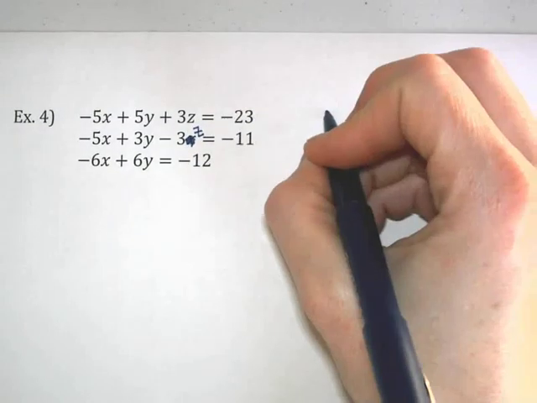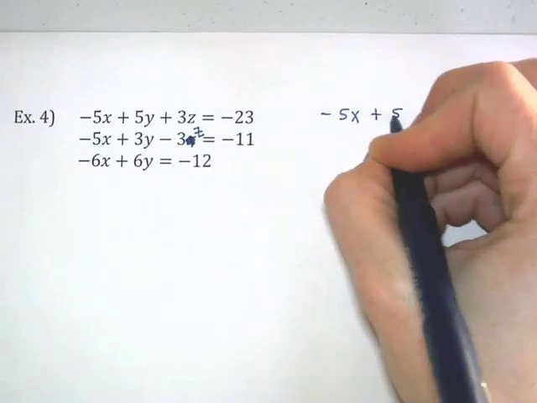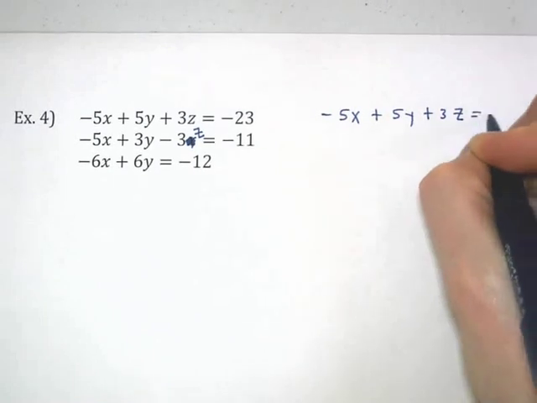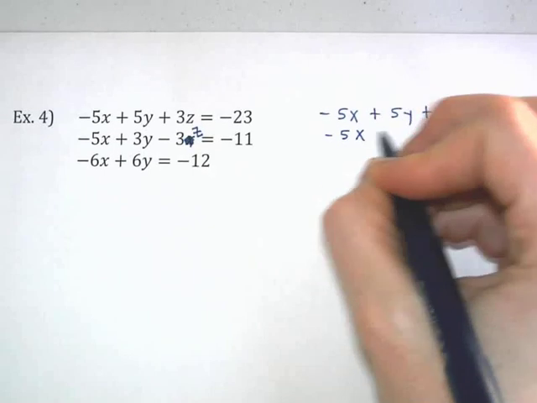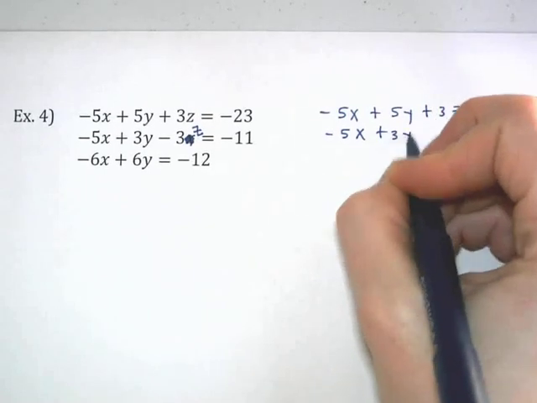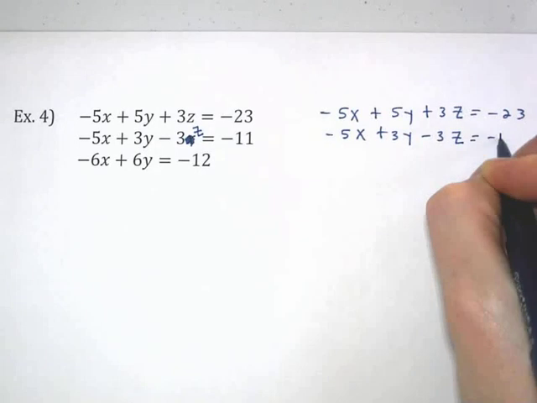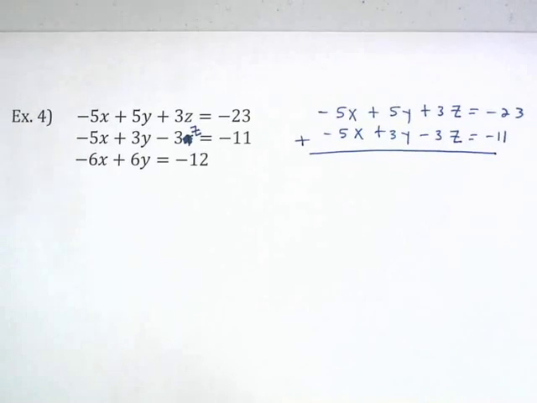Okay, I'm going to go ahead and try it. I have opposite z's right here, which is really nice because I don't have to multiply by anything to eliminate them. So I'm just rewriting both of these so that I can show my work clearly.